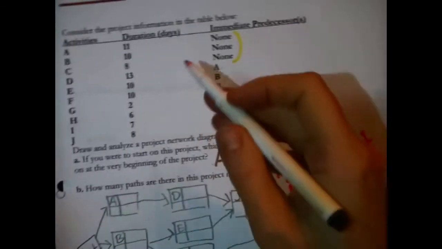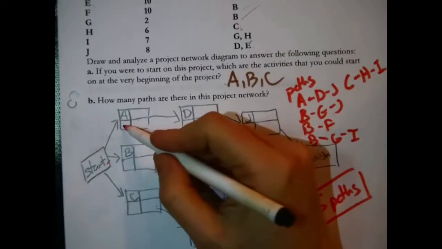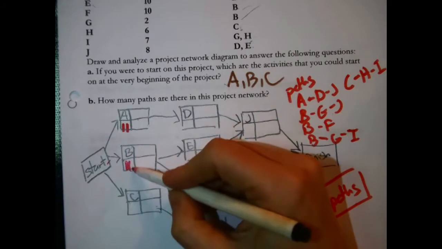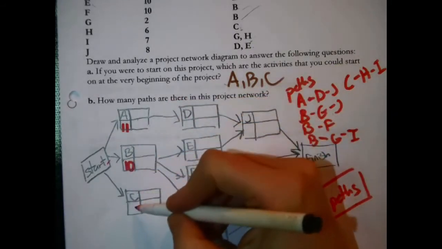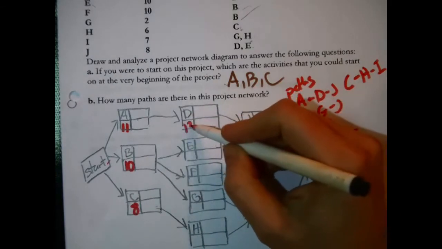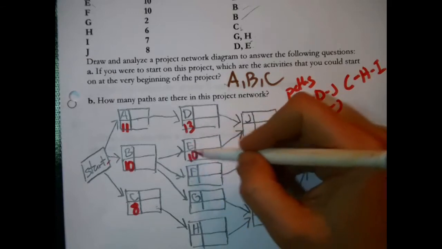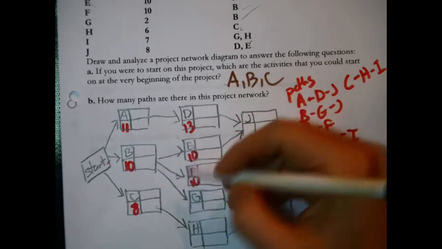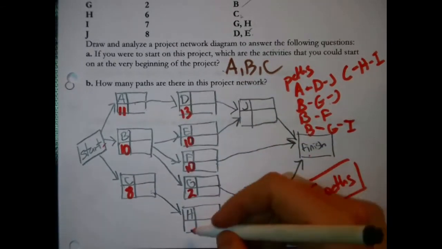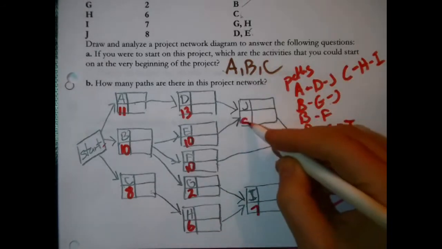A, for instance, I'm looking it up here, is 11 days long. Note that. It'll be handy later. A is 11 days long, B is 10 days long. I'm just copying data onto the network. C is 8 days long. D is 13 days long, right? E is 10 days long. F is 10 days long. G is only 2 days long. That's good. H is 6 days long. I is 7 days long, and J is 8 days long.